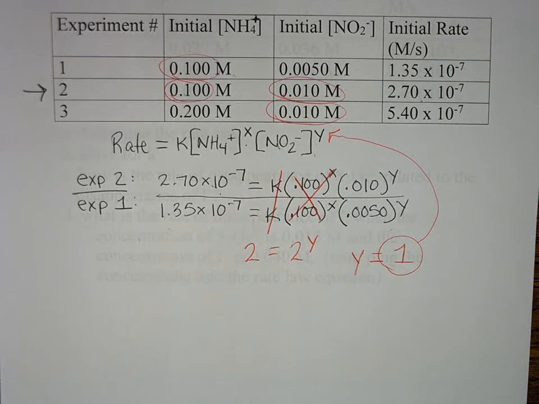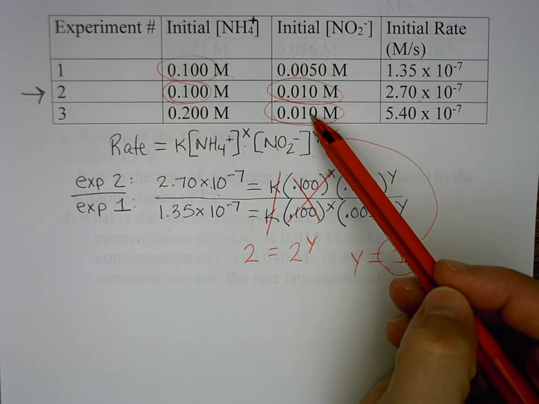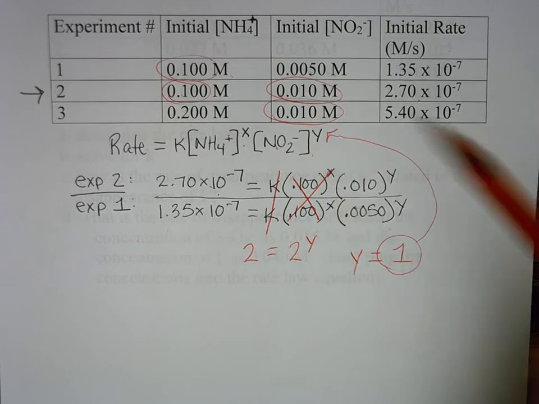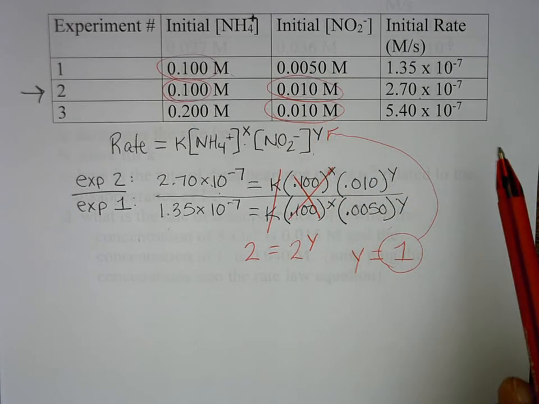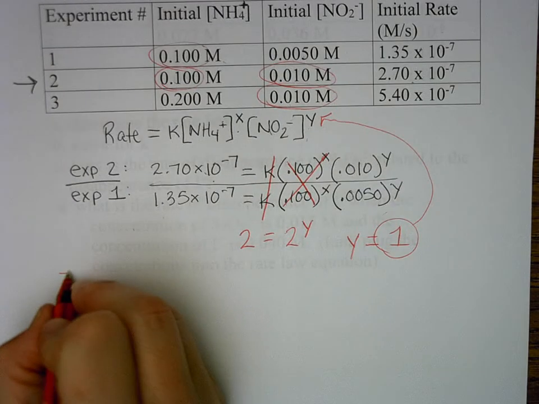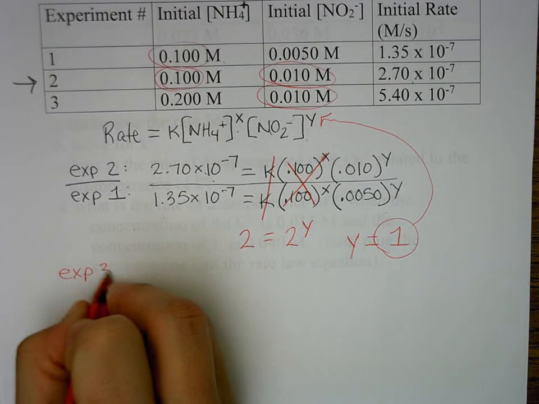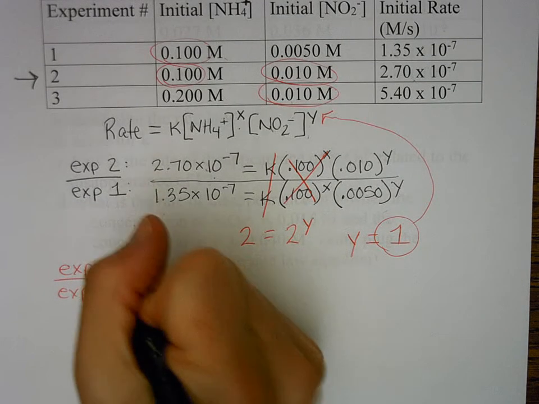By the way, if there wasn't anything over here that would allow me to cancel, then that's okay, because you already know y. So if you don't have anything that cancels, just pick 2 experiments and then plug in your y that you already know, and then you can just calculate it. Just requires 1 extra step. Okay, but these do cancel. So now I'm going to do experiment 3 over experiment 2, and I'm going to do the exact same process.